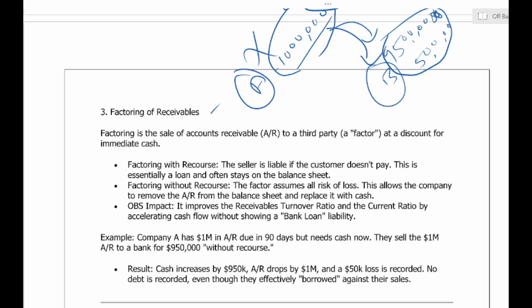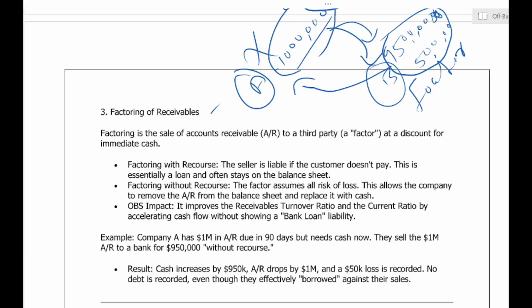Again, there are two types of risk. The first one is factoring without recourse and factoring with recourse. Factoring with recourse means if the factor is not able to collect the receivable, it can sell back or transfer that same receivable to company A. That is with recourse.